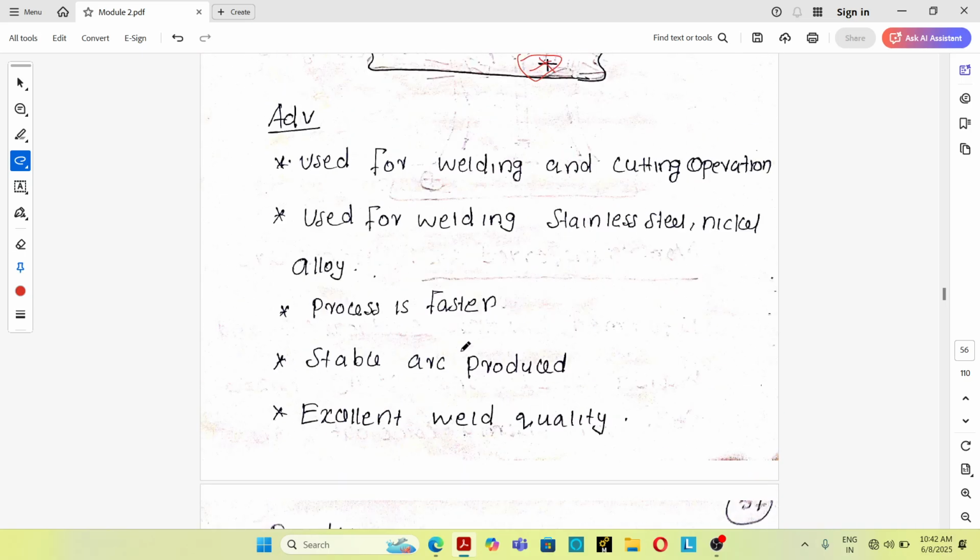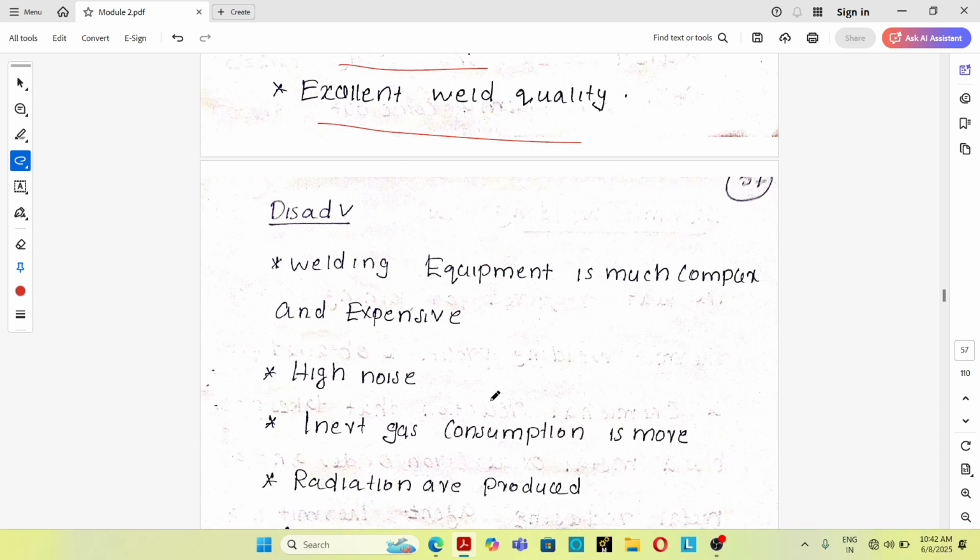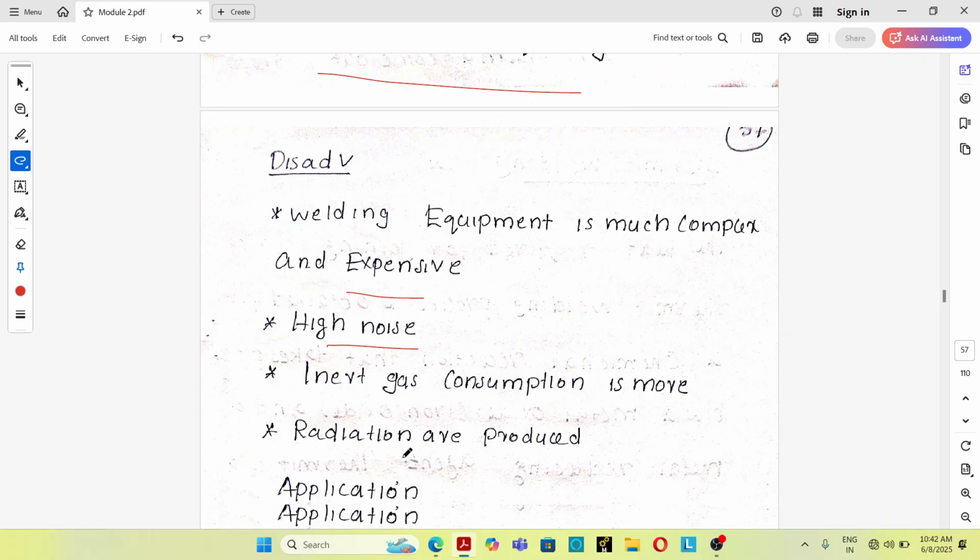Advantages of plasma arc welding process: used for welding and cutting operations, used for welding stainless steel and nickel alloy, process is faster, stable arc is produced, excellent weld quality. Disadvantages: welding equipment is complex and expensive, high noise is produced, inert gas consumption is more, radiations are produced.